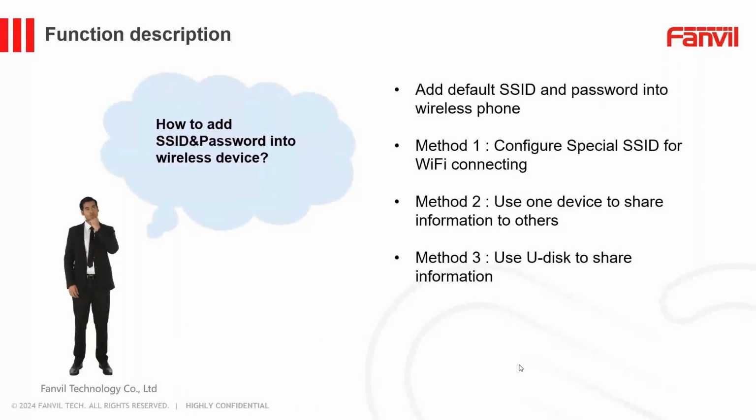The first thing we have is to add the SSID and password into the wireless phone. But when we have many phones and multiple devices, it's hard to enter manually the different settings for the Wi-Fi. In Fanvil devices, we have three methods that can be used to configure the phones efficiently and quickly. The first method is to configure the special SSID for Wi-Fi connection, the default SSID. The second method is to use one device to share information to the others. The third method is to use the U-disk to share information to the device.